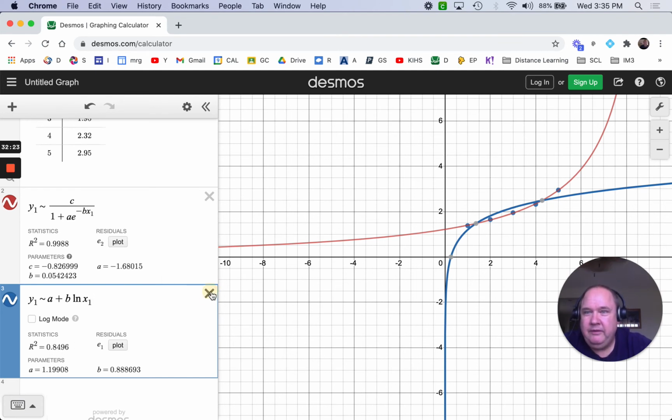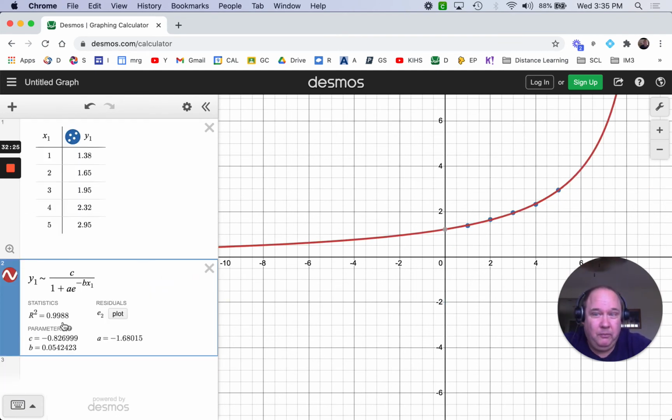So we looked at each one. Which one gave me the best R squared score? The one closest to positive 1. And that's what I'm going to use. So I'm using that one. X is the years, and the F at X is the price of gas. C is negative 0.82.